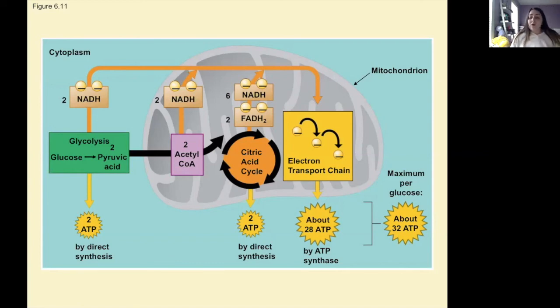And so overall, one glucose molecule, which is the family of 6, a 6-carbon molecule, forms about 32 ATP. The acetyl-CoA formation, the citric acid cycle, and the electron transport chain all happen in the mitochondria, and glycolysis happens in the cytoplasm.